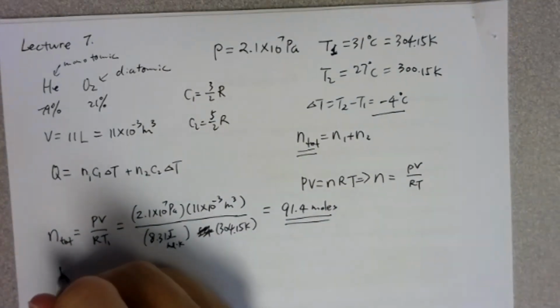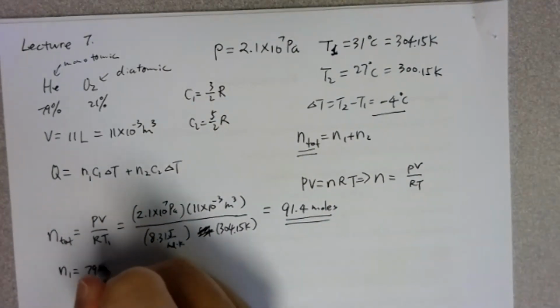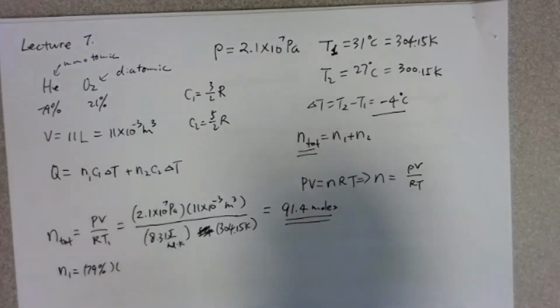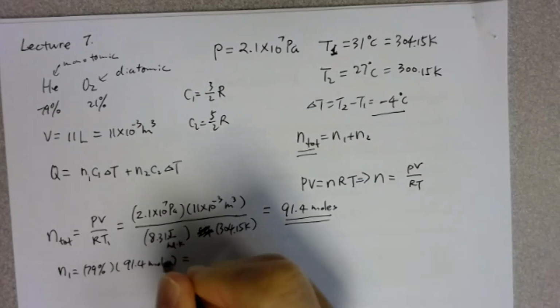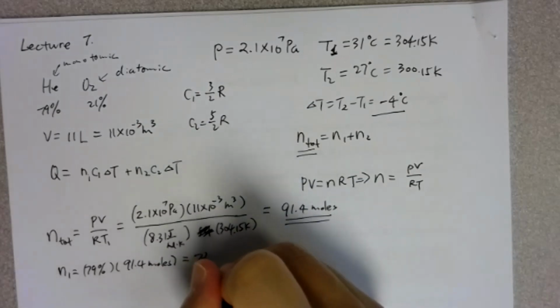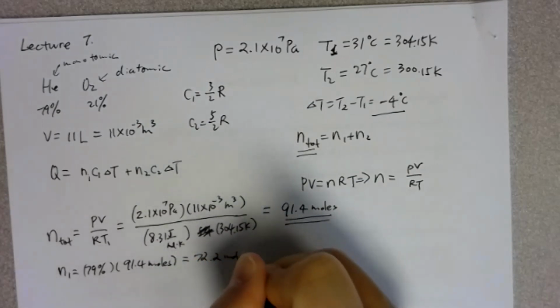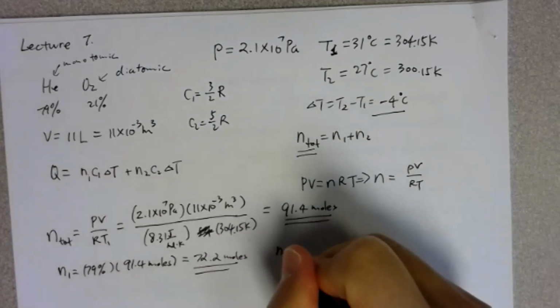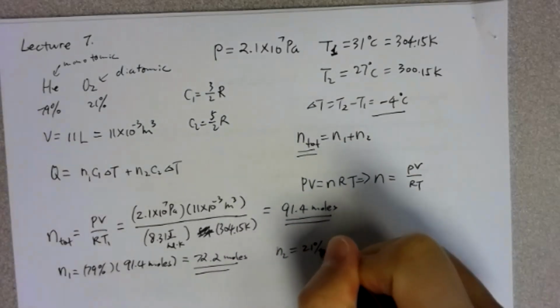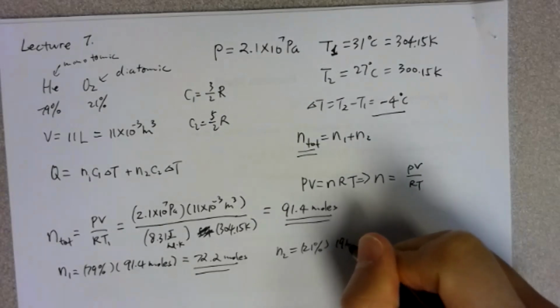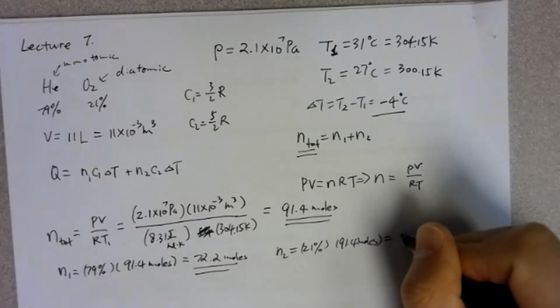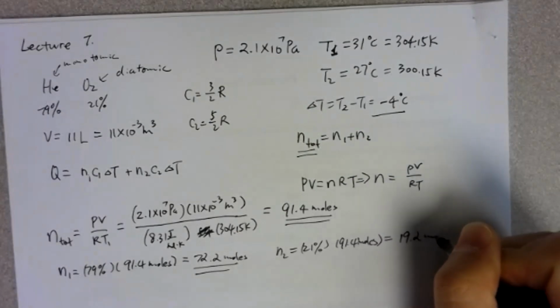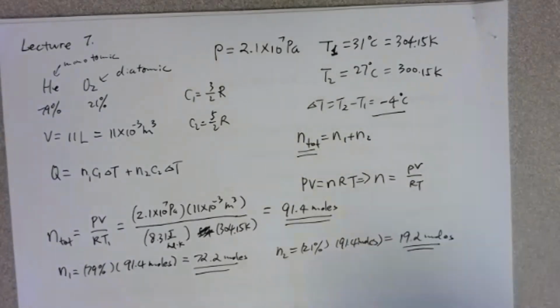So of which 79% is N1. So 91.4 moles gives you 72.2 moles, right? And 21% of it is oxygen. So that gives you 19.2 moles of oxygen. All right.